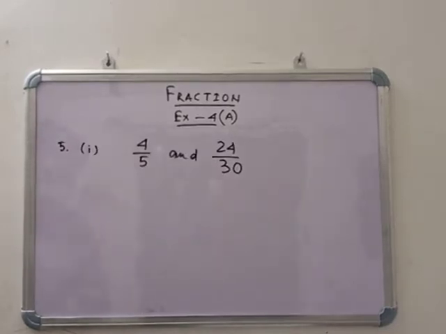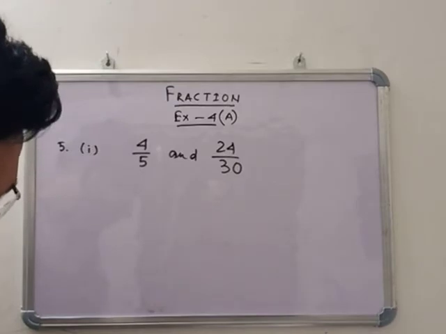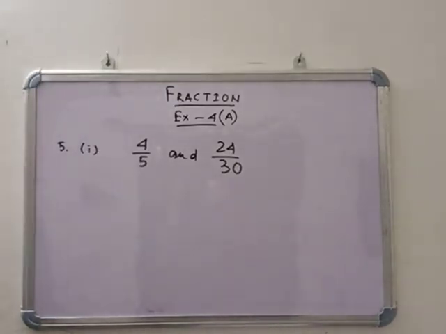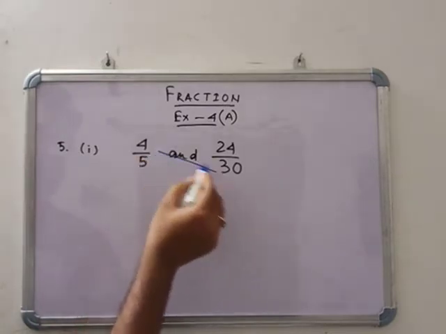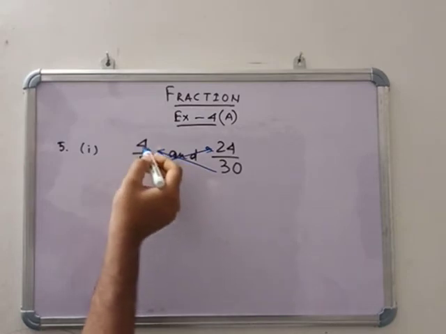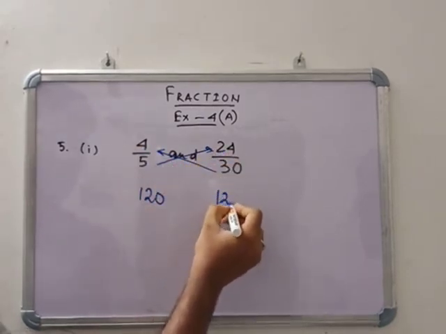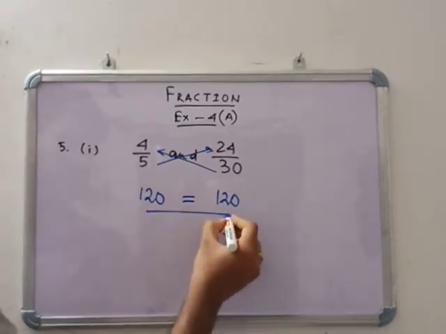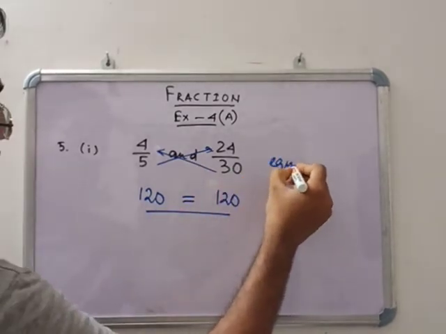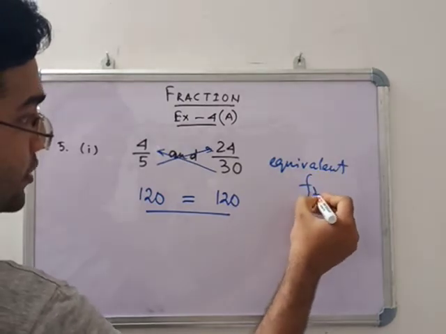Now in 5a1, which of the following pairs are equivalent fractions? So you have to check whether this is an equivalent fraction or not. The process is the same. You have to multiply crossly and find whether they are equivalent or not. So 30 into 4, 120. And 5 into 24, 120. So these are equal. So that means this is an equivalent fraction.